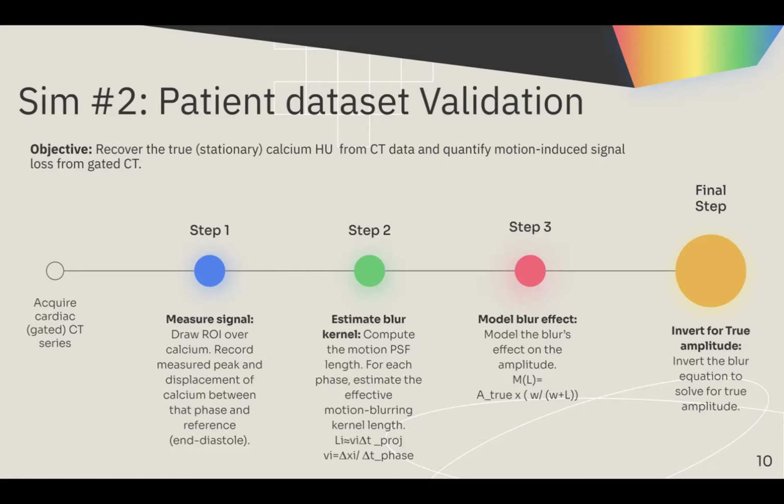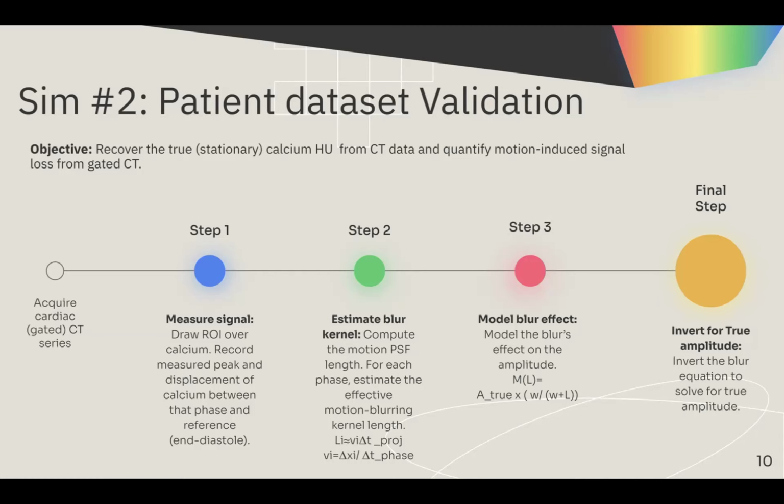How we would go about doing this is, first we would acquire the cardiac gated CT series. Then we would have to measure the signal, drawing an ROI over the calcium, and record the measured peak and displacement of the calcium between that phase and the reference. The reference here we chose as end diastole because in that case there would be little to no motion. The second step would be to estimate the blur kernel.